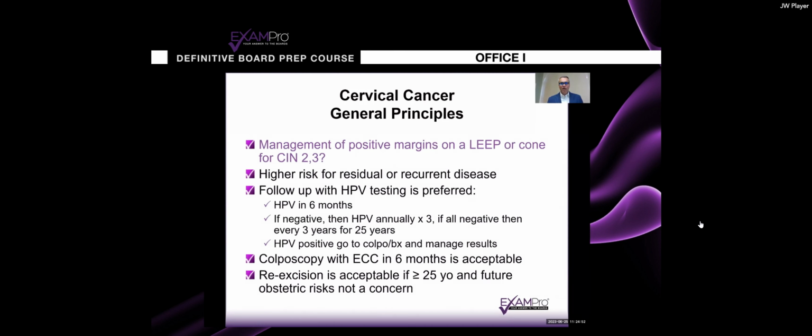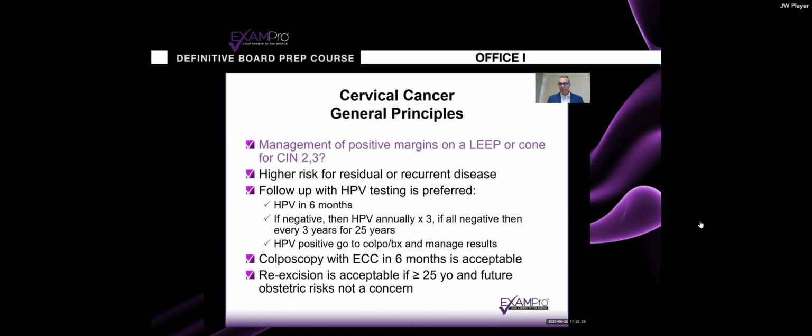What about management of positive margins on a LEEP or a cone done for CIN2 to 3? Positive margins do indicate a higher risk for residual or recurrent disease. You should be thinking that. Because of that, we want to be very diligent about our follow-up testing. We usually will use HPV testing in 6 months. And if that's negative, of course, annually for 3 years. And then because this is a high-risk condition, they're going to be followed every 3 years for 25 years from the time of treatment.